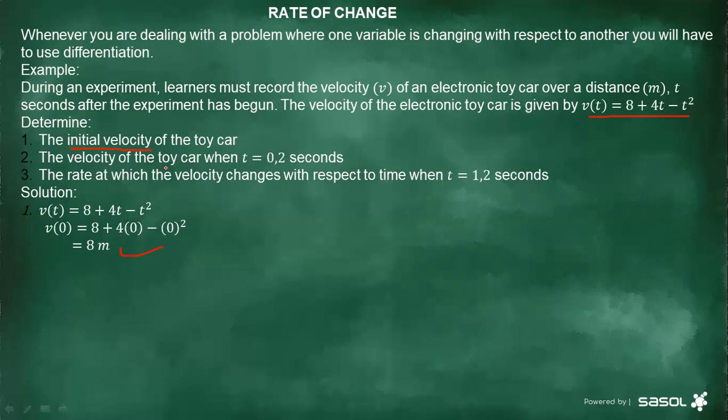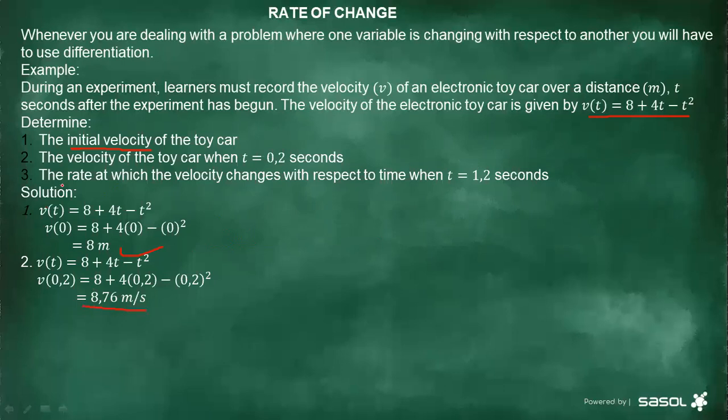The velocity of the toy car when T is equal to 0.2 seconds, all right? Then where you see T, just substitute with 0.2, and this is what you are having. Thereafter, you press your calculator, you have 8.76 meters per second. So that is the velocity that we are having.